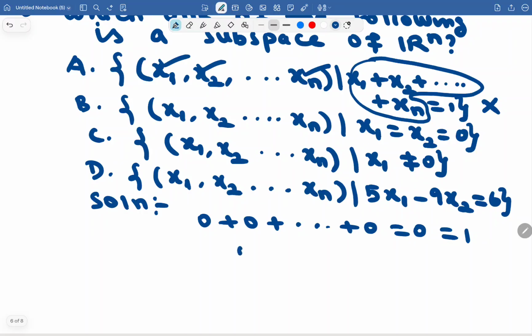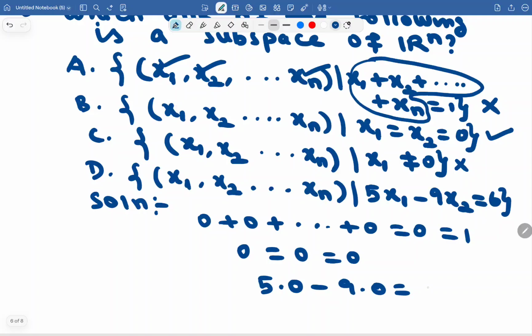Second one, if I take x1 equal to 0 and x2 equal to 0, option 2 is a subspace. Third, 0 not equal to 0 is not possible, so not a subspace. 5 into 0 minus 9 into 0 is equivalent to 0, but it is given as 6, so not a subspace. For proving a subspace, if you take the values for x1, x2, xn for all the 4 options, I must get the answer 0.